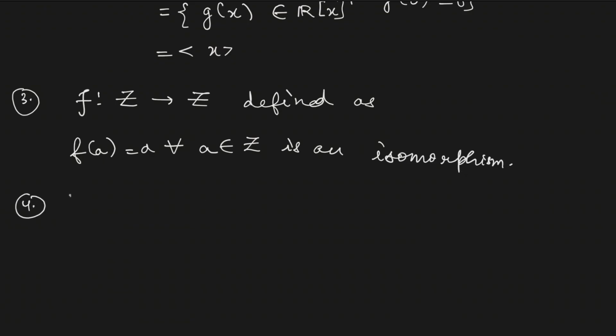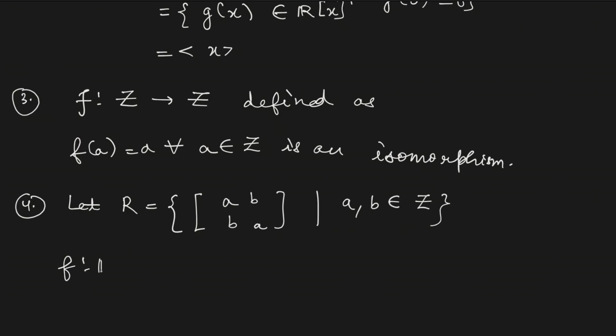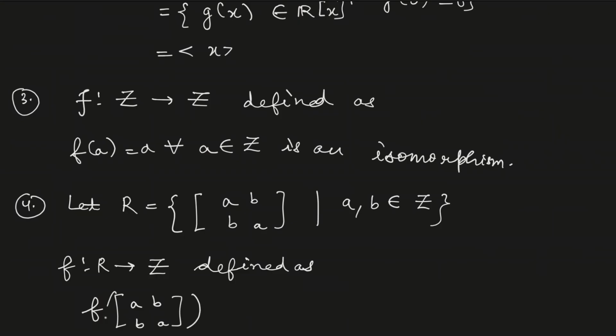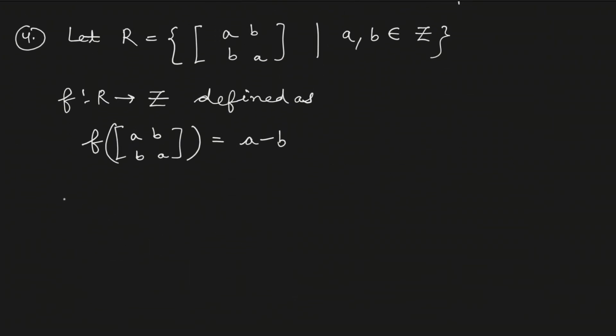Fourth, let ring R be the matrices with rows (a, b) and (b, a), where these entries are from integers. f mapping from R to Z is defined as f of the matrix (a, b; b, a) is equal to a minus b. f is an onto ring homomorphism.